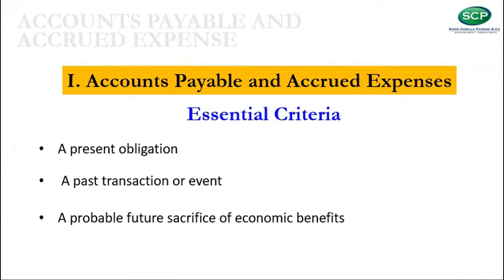So to sum up these three criteria, accounts payable and accrued expenses are present obligations that are owed to vendors for a past transaction or event, such as receipt of goods and services that will be settled in the future either by transfer of cash, goods, or services. So remember those three essential criteria: present, past, and future.